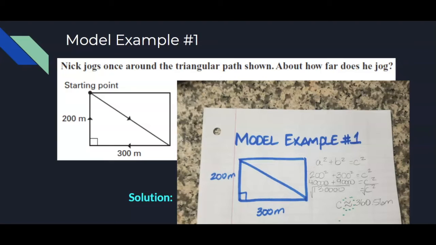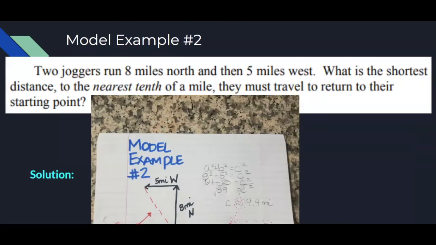Let's look at model example number 2. Here we have a word problem. 2 joggers run 8 miles north, then 5 miles west. What is the shortest distance to the nearest tenth of a mile they must travel to return to their starting point? When you see the phrase nearest tenth, that again tells you that you will need to round your answer.